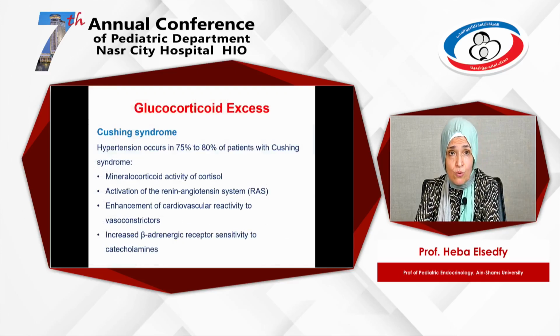Now, the last cause of adrenal hypertension is glucocorticoid excess, which is Cushing syndrome. Hypertension in this case occurs in 80% of cases, not 100% of cases, and it results from the mineralocorticoid activity of cortisol. If cortisol production is very large, then it will stimulate the mineralocorticoid receptor. Also, the excessive cortisol produced will result in activation of the renin-angiotensin system, enhance the cardiovascular response to vasoconstrictors, and increase the beta-adrenergic receptor sensitivity to catecholamines.